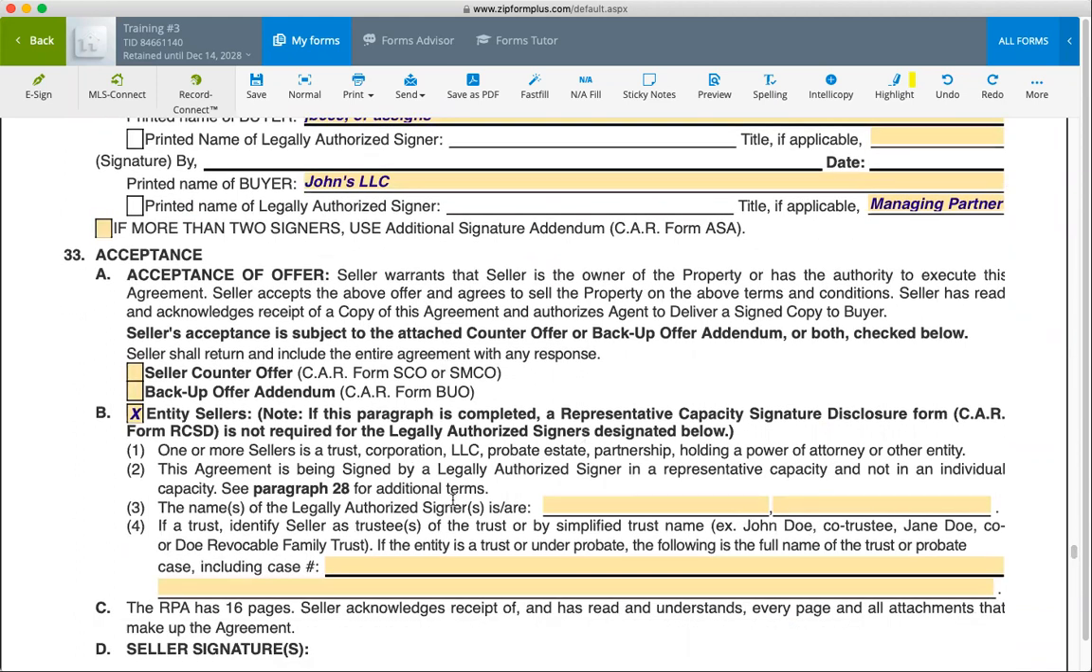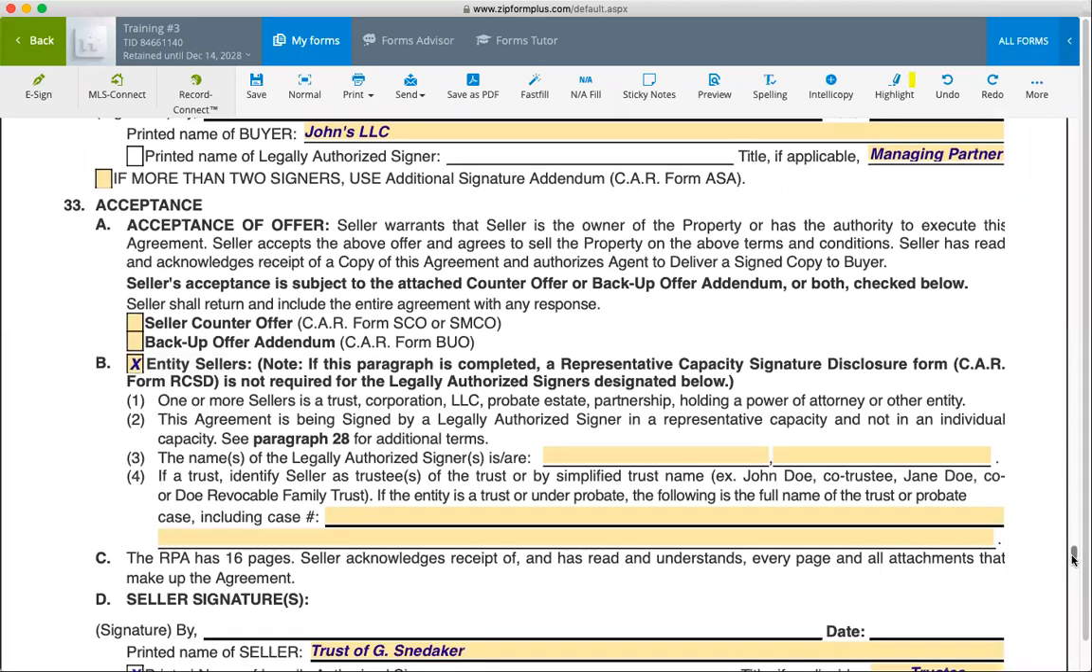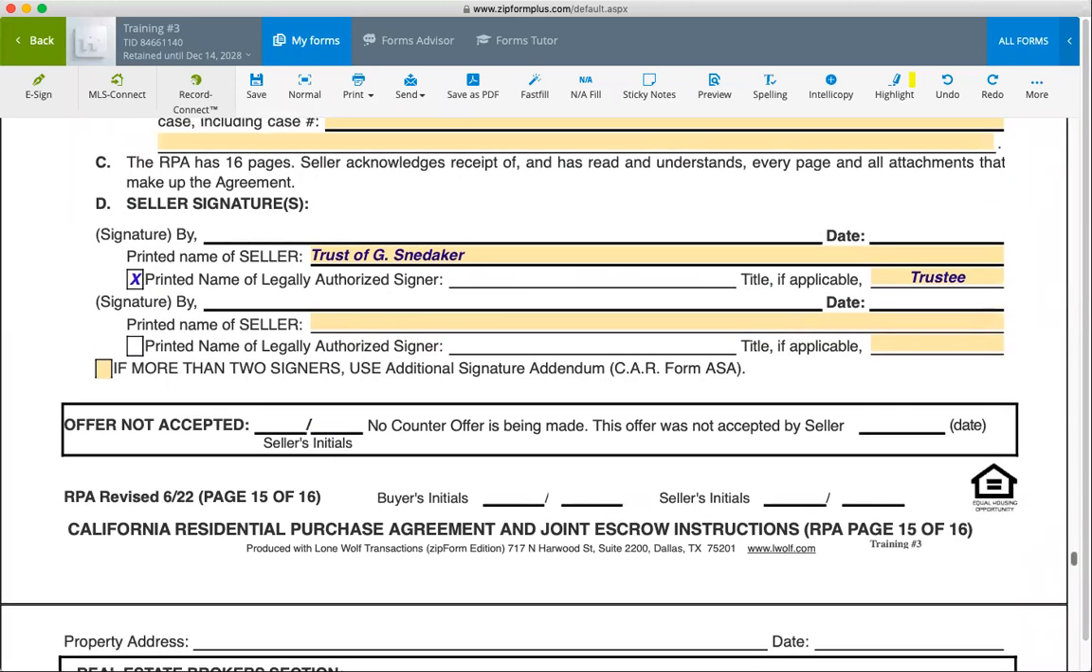This is the part that the seller would fill out, and then if they're doing a seller counter offer, they would check that. The backup offer, if it's going to be a backup offer. If the seller is an entity, they would check that box and sign it as an entity.